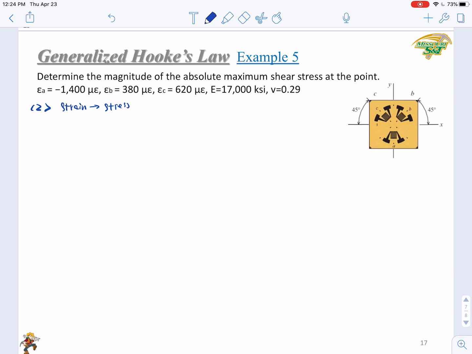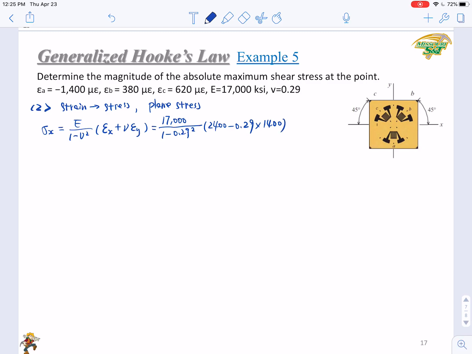Using Hooke's law right here, again, since it's a surface, it's a plane stress. The equations will be the same as the previous example, right? It's sigma x equals E over 1 minus nu square, epsilon x plus nu epsilon y. You will have 17,000 KSI over 1 minus 0.29 square, 2,400 minus 0.29 times 1400. Okay, here should be plus, but since your epsilon y is negative, you get a minus here.